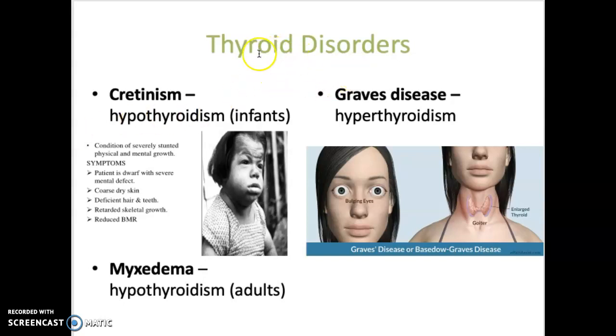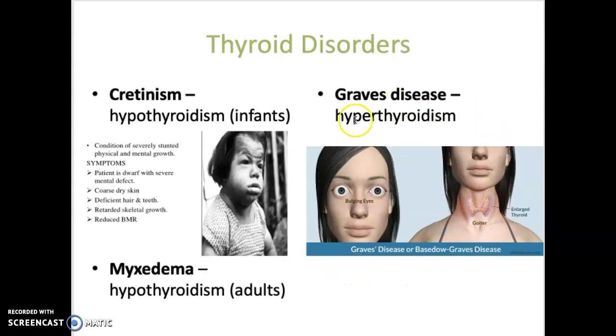Next are thyroid disorders. First is cretinism, that's shown here. The cause is hyposecretion of thyroid hormones in infants. And symptoms include impaired growth and also poor or slow mental development. Myxedema results from hyposecretion of thyroid hormones in adults. And symptoms include edema, weight gain, and fatigue.